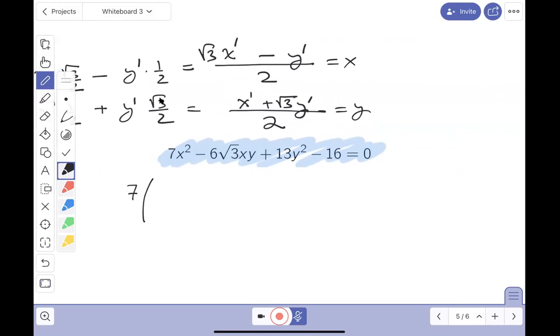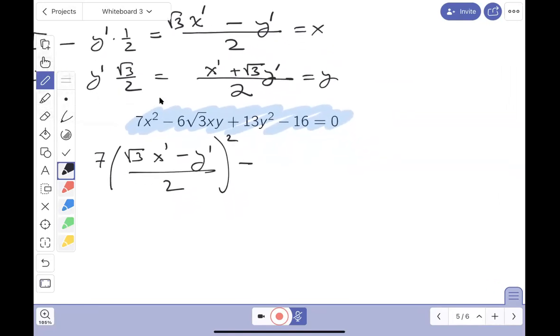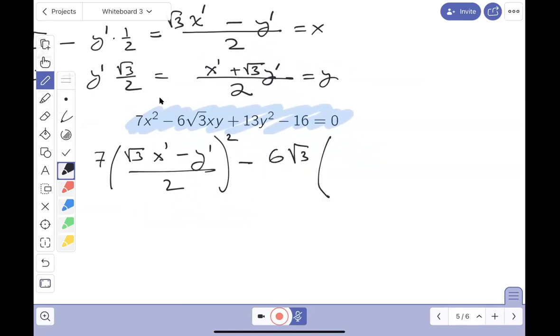So I have to square it, right? So what do you get? Root 3 x prime minus y prime over 2. There's going to be work, there's no doubt about it. Minus, oh, it's going to be tough, 6 root 3. Well, this is going to be root 3 x prime minus y prime over 2.